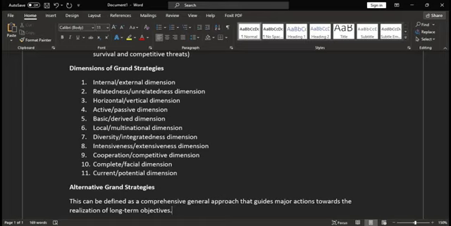Essentially, let's talk briefly on the alternative grand strategy, which is distinctive features.